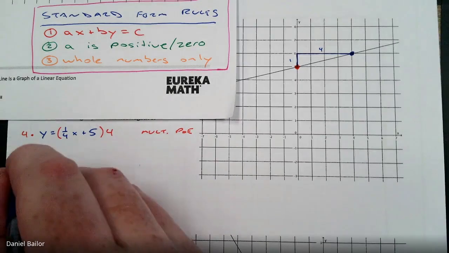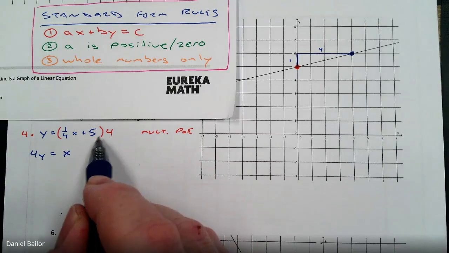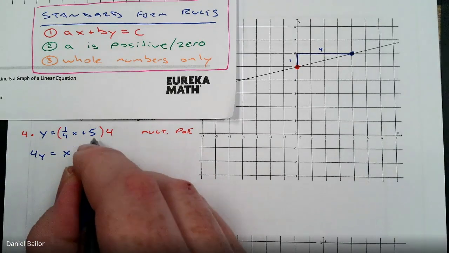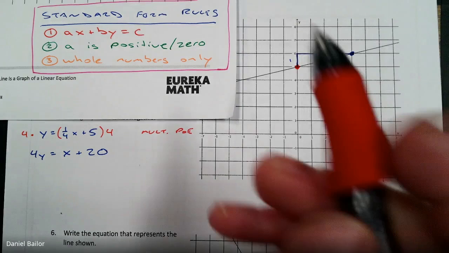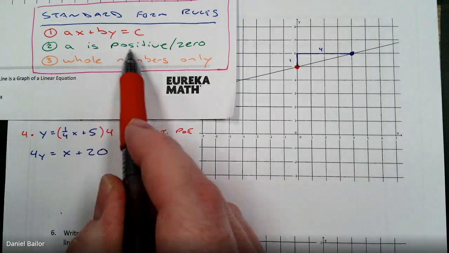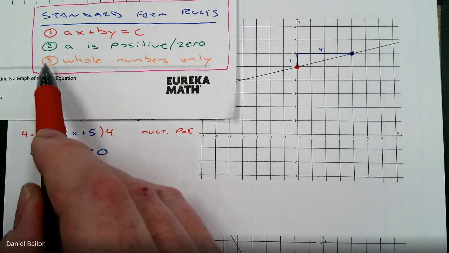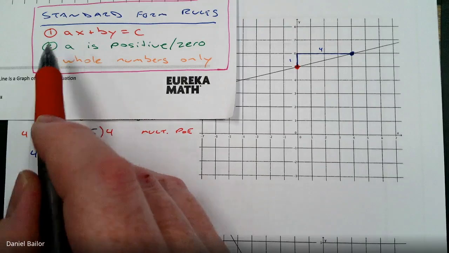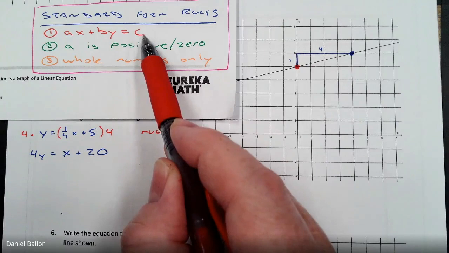After I do that, I get 4y equals x, because 1/4 times 4 is just 1. So 1x plus 5 times 4, which is 20. Good enough. So now, step 3, check. I only have integers. Everything is a whole number. Number 2, a is positive. Well, there we go. X has a, it's 1x and 1 is positive, so it's not negative. So rule 3, check. Rule 2, check. I just have to make it look like ax plus by equals c.